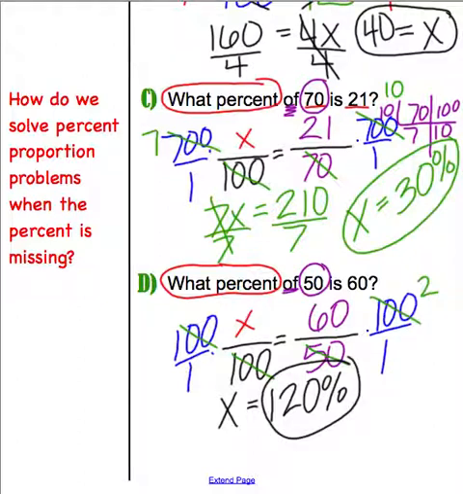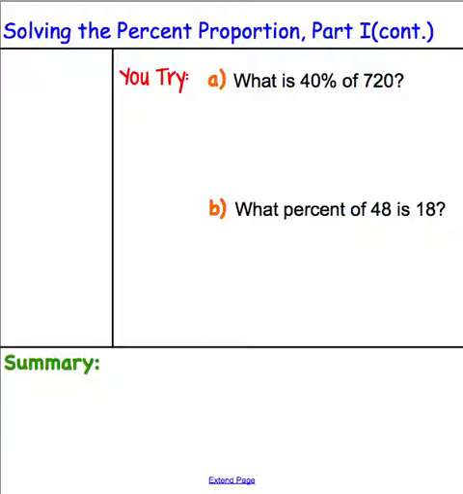Your task now is to go ahead and try the 2 you-try problems. What is 40% of 720? And what percent of 48 is 18? And bring those along with your questions and your summary written to class on Monday.